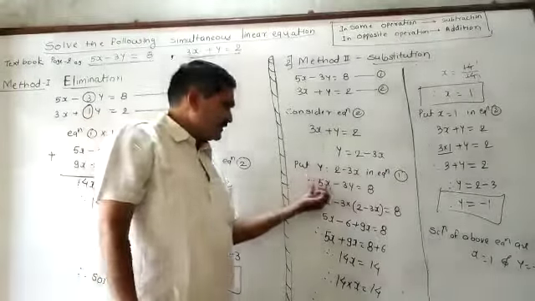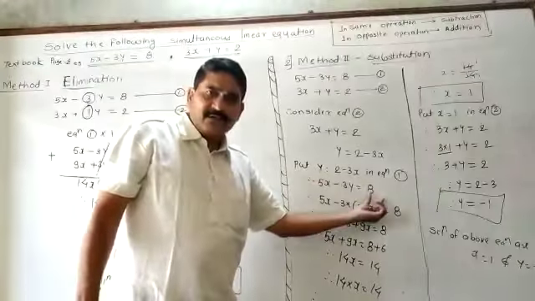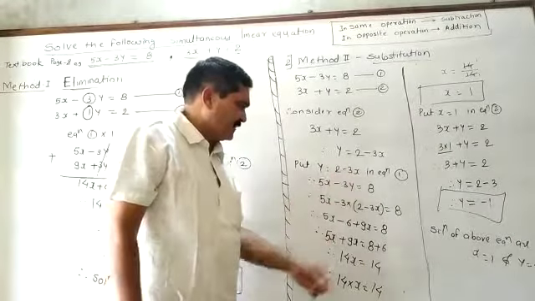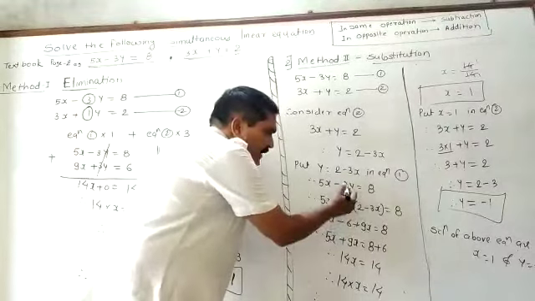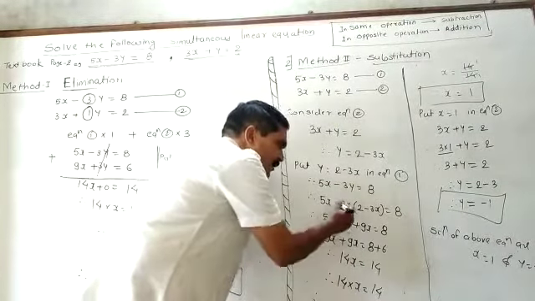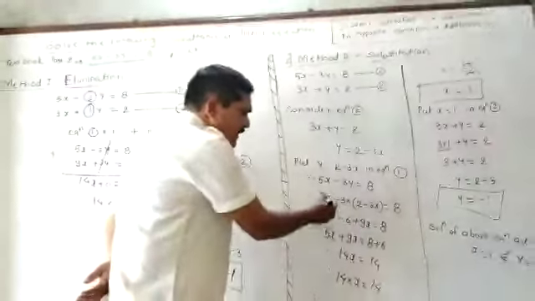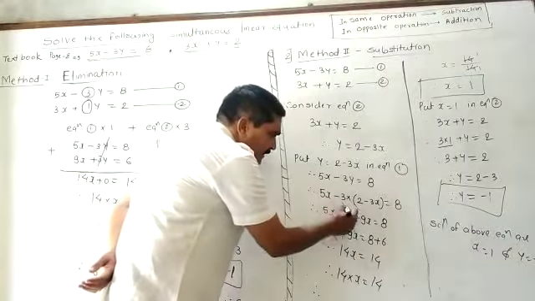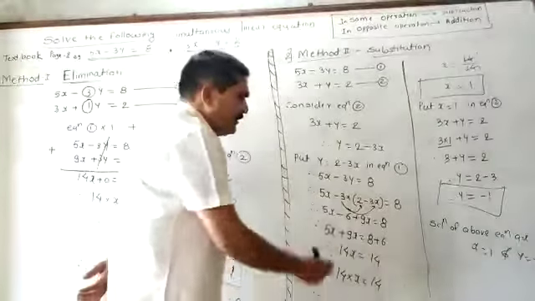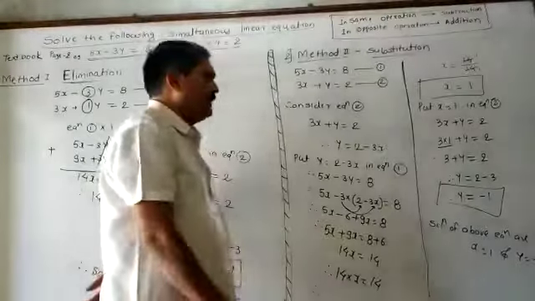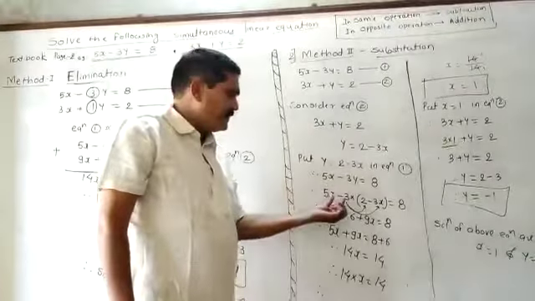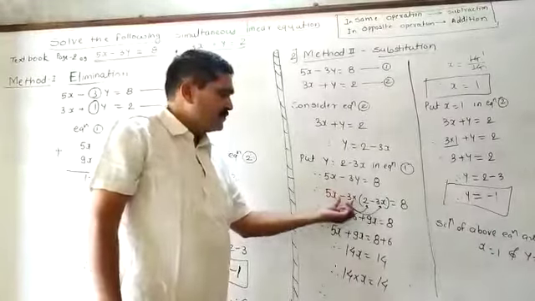Equation 1 is 5x minus 3y is equal to 8. Then you have to put the value of y as 2 minus 3x. After putting the value, you have to use the distributive law. You have to write the 5x as it is. 3 multiplied by 2 and 3 multiplied by minus 3x you have to do. Here is the minus sign. While multiplying with the minus sign outside the bracket, you have to change the sign of the other terms. You have to use the distributive law.